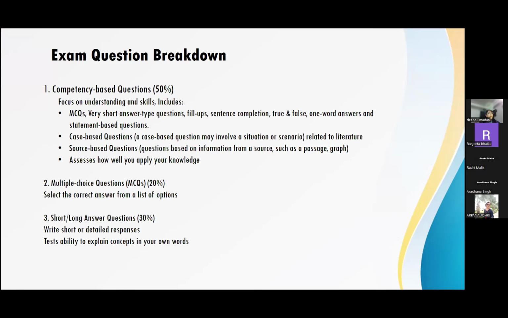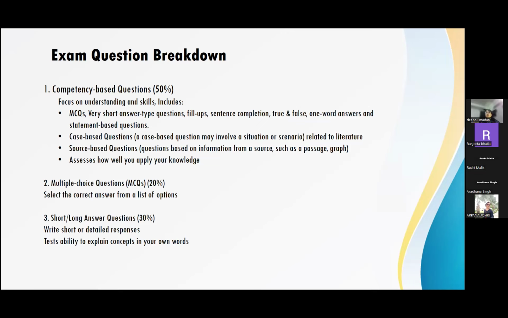So this slide talks about the exam questions breakdown. As the slide is showing, the competency-based questions are 50%. Now, these competency-based questions can be of various different styles. We have MCQs, which are multiple choice questions.